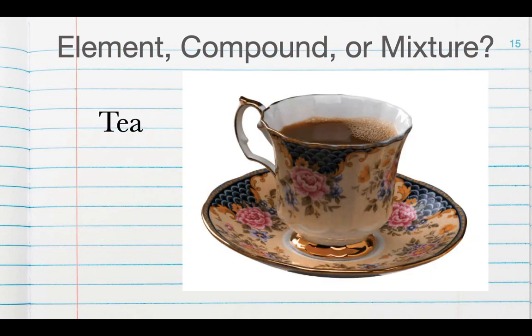The tea in the cup, so not the cup, the tea in the cup, is that an element, a compound, or a mixture? So is it a pure substance chemically combined together, or things put together physically? So this one's kind of tricky. This one falls under mixture because it's water and then the tea particles. Once it's dispersed, the leaves open up and kind of turn color. So this one's tricky, but it's a mixture.